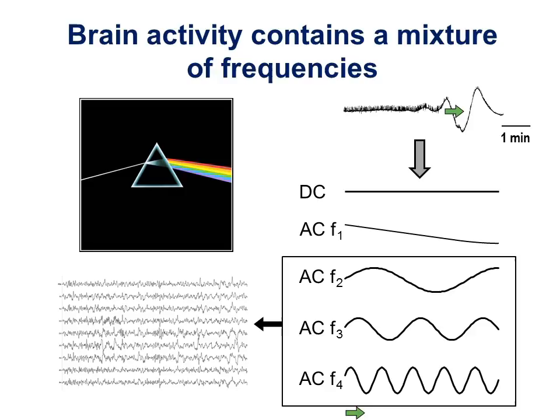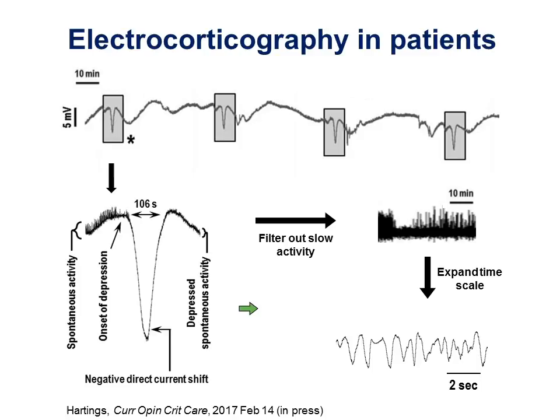In ECOG, by contrast, we record all the frequencies, which can be appreciated by examining this trace, which contains four SDs. And if we zoom in on one of these events, again, we can see the mixture of the various components. We see the slow negative shift that indicates depolarization. Riding on top of this, we see the spontaneous brain activity, which becomes depressed in amplitude at the start of the depolarization and remains depressed after the depolarization is recovered.